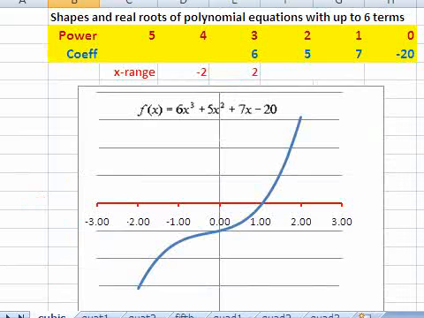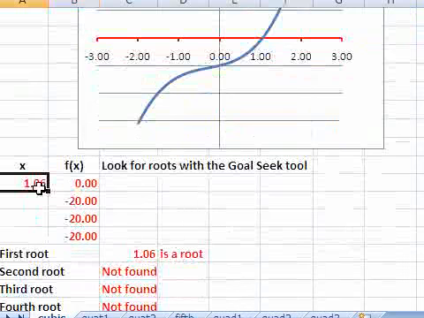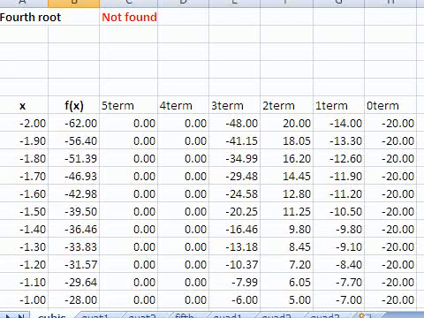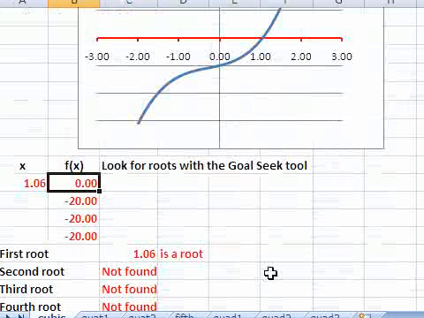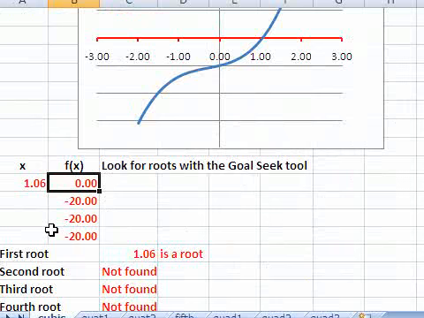And when you find a possible root, then you come to this section here: guess the root, compute f of x using the same procedure that we used down here, and then use the goal seek tool of Excel to find the value of x at which f of x is 0, and for each candidate root.